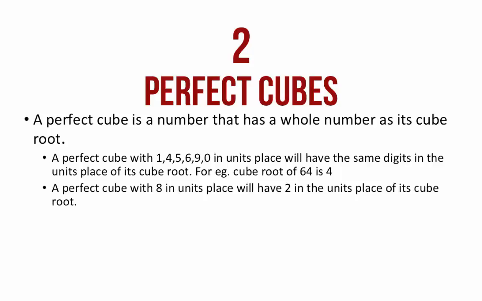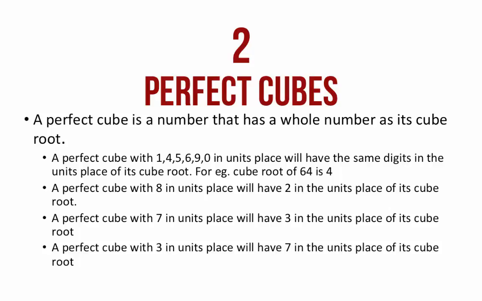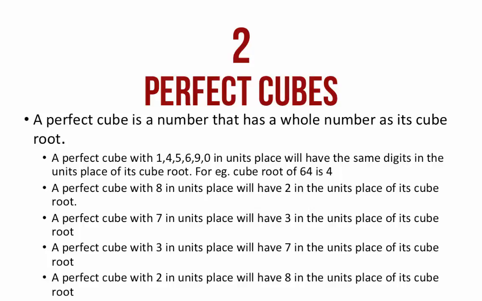A perfect cube with 8 in units place will have 2 in the units place of its cube root. A perfect cube with 7 in the units place will have 3 in the units place of its cube root. A perfect cube with 3 in its units place will have 7 in the units place of its cube root. A perfect cube with 2 in its units place will have 8 in the units place of its cube root.